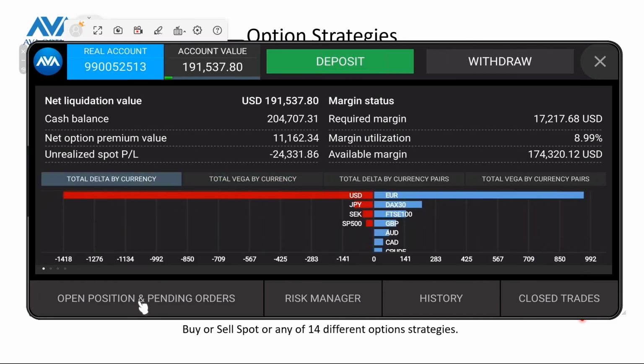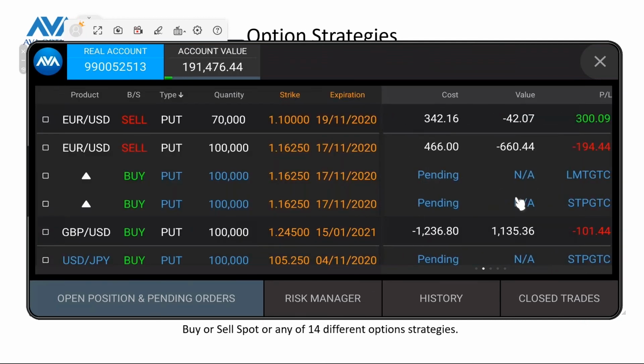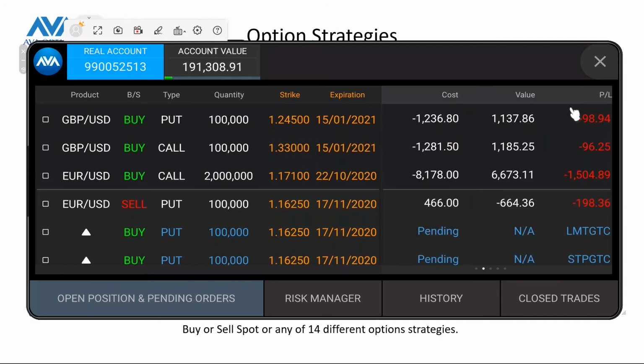If I click down here, open positions, I can see all of my positions. Looks like I'm not sorted here. There we go. So here are the trades that we just did. We bought a 124.50 put and a 133 call. These are my order numbers. I can see when I traded it, what was my cost, and what's my live P&L, which is coming from the bid-ask spread.